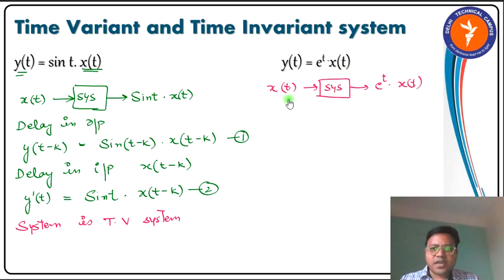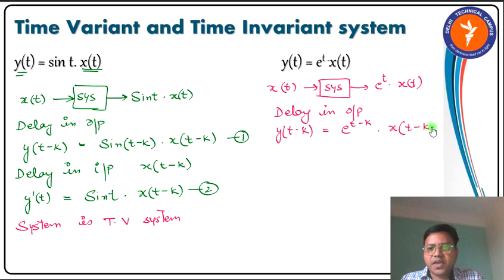Let us briefly notice what is happening in the system. Whatever is the input signal, whatever is inputted into the system, it will multiply the input signal with e raised to power t. So while bringing the delay in output, I will shift the time with t minus k. So the delay in output would be y of t minus k. This will be equal to e raised to power t minus k times x of t minus k. That is, wherever we find t, we delay it by the factor k.